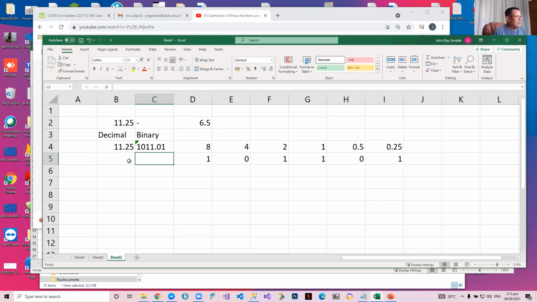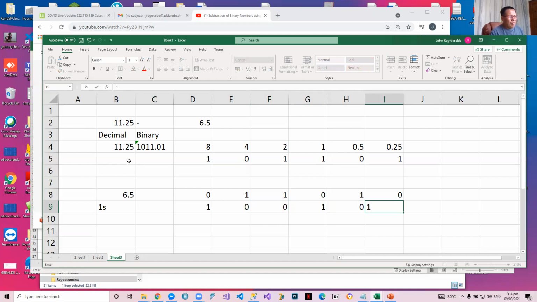You follow? Now what's 6.5? Okay, we will have for 6.5. 6.5 is 0. You'll have to include the 0 because we are going to convert it to 2's complement. 0, 1, 1, 0, .1. It's 0.5. Okay? You follow? What's the 1's complement? It includes this. So this will be 1, 0, 0, 1, 0, 1. Okay? And the 2's complement?